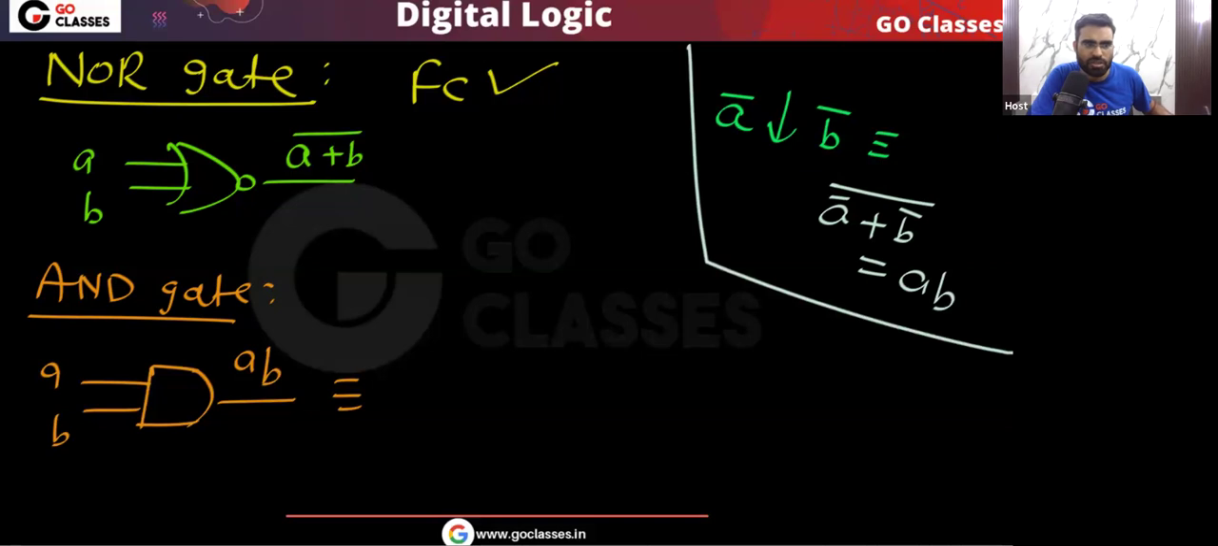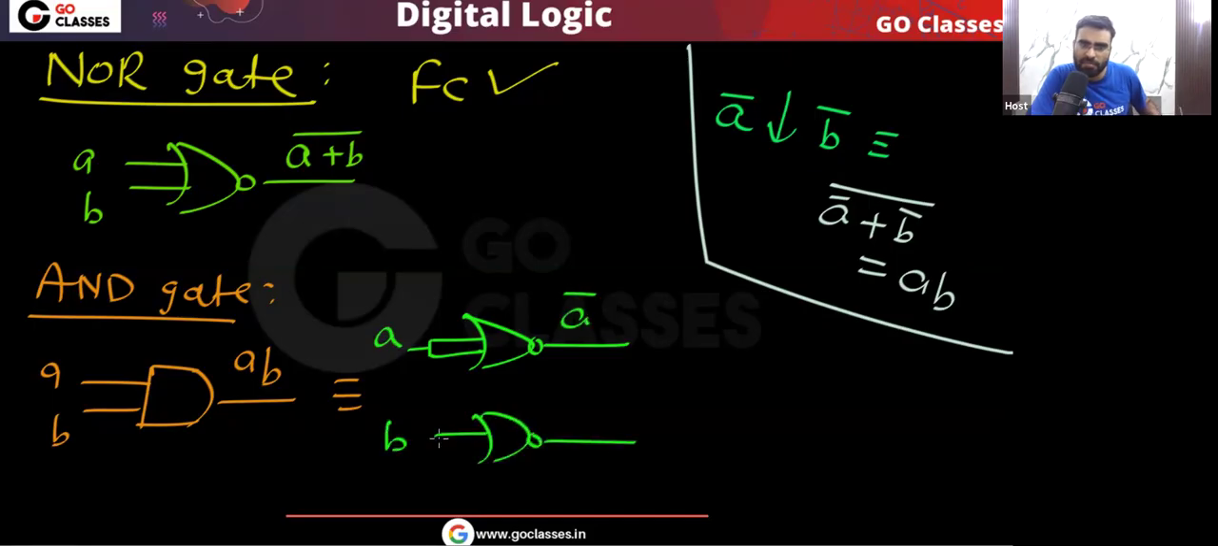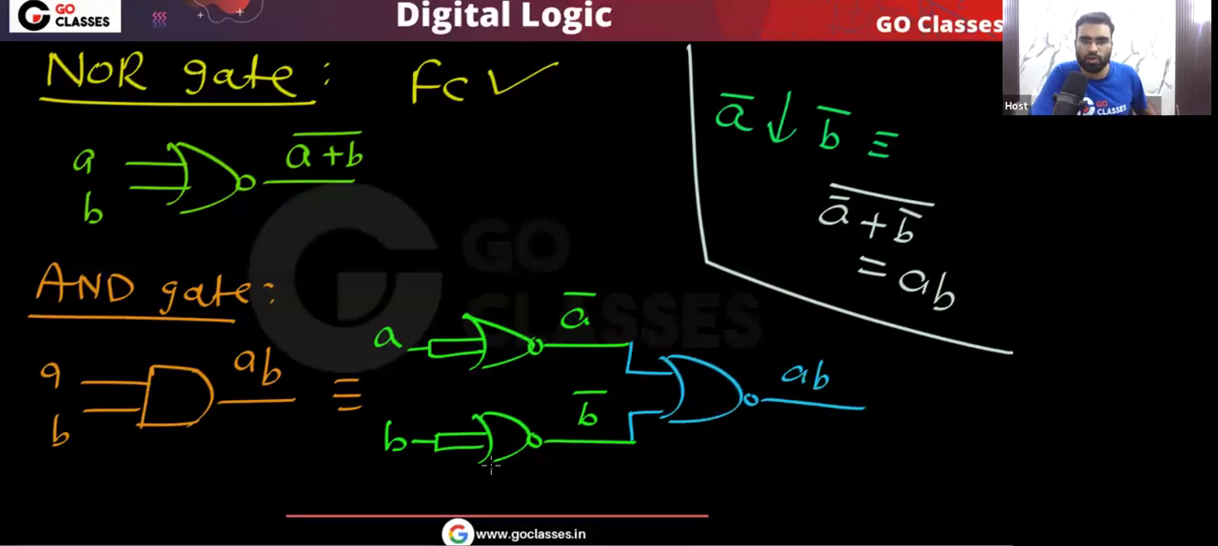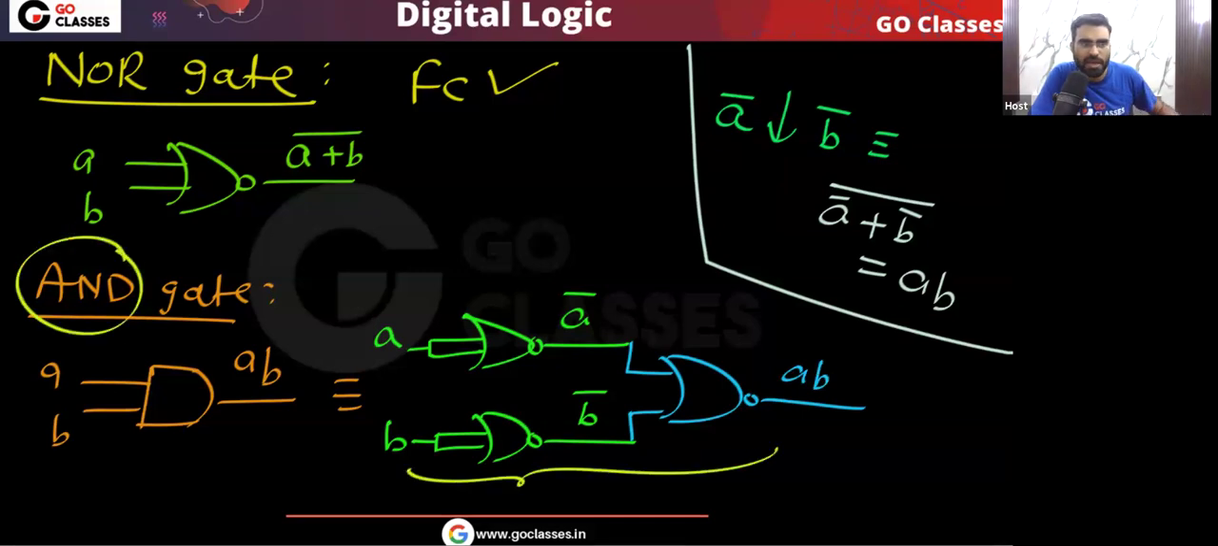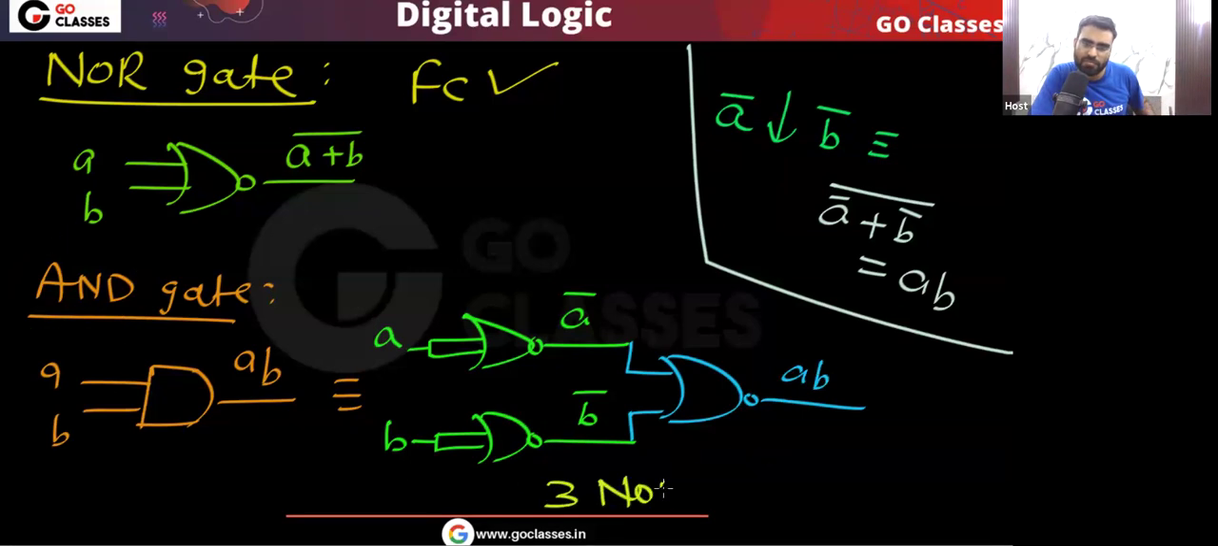This idea I am going to implement. I will create A bar, I will create B bar, and then I will put the NOR gate. First, I will create A bar; this will give me A bar. Then I will create B bar; this will give me B bar. Then I will put another NOR gate, and finally I will get AB. So you can see, to create an AND gate, I need three NOR gates. Is this clear? Please tell me.